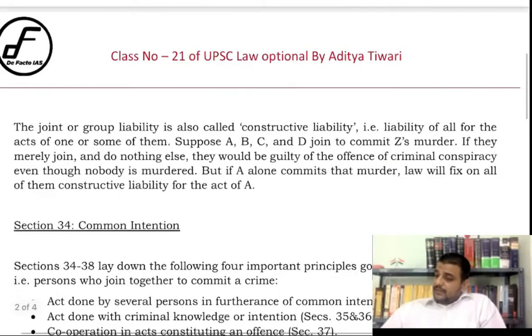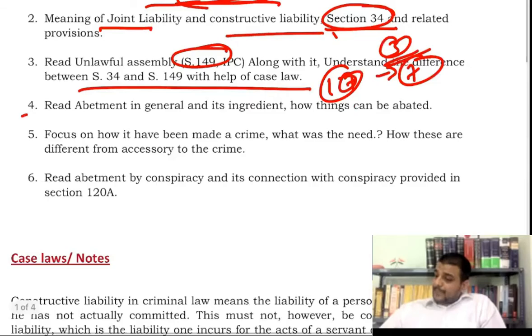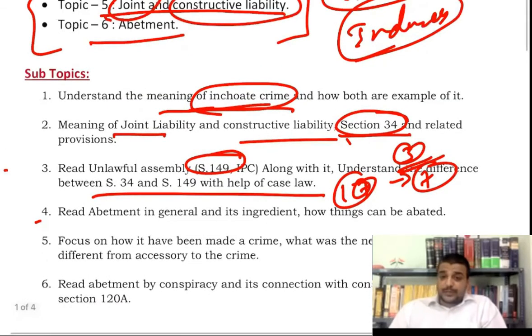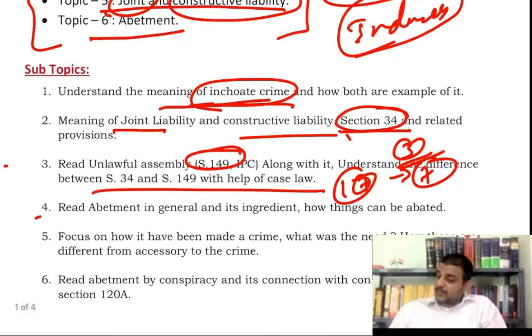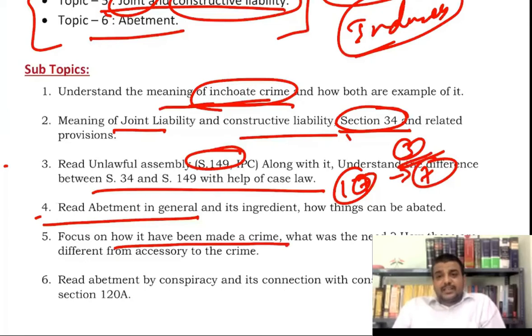Then you go to the abatement portion of the syllabus. When you go to the abatement portion, read the meaning of abatement. What is the purpose of abatement? Why was abatement made a crime? And then specifically focus on what would have happened if these things had not been made a crime.